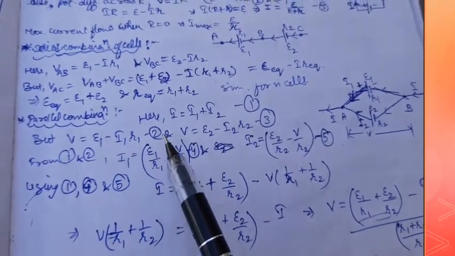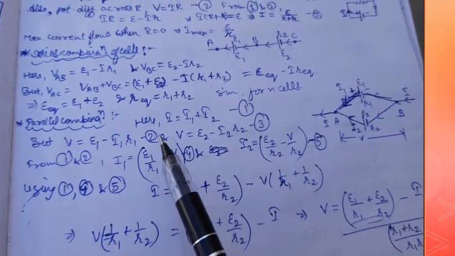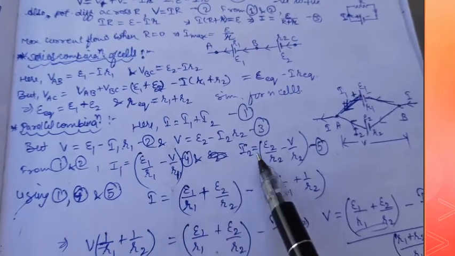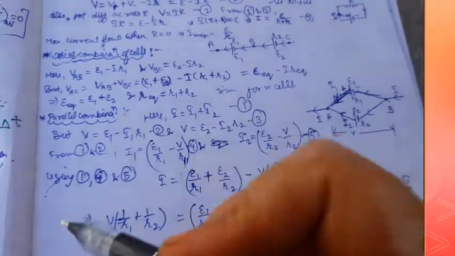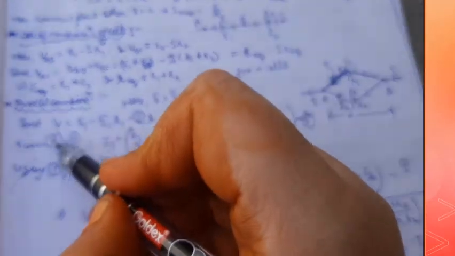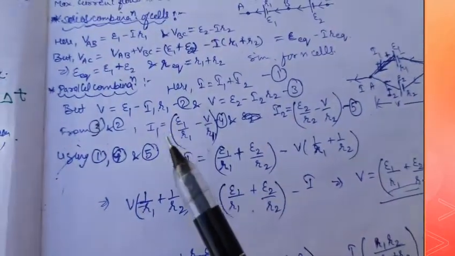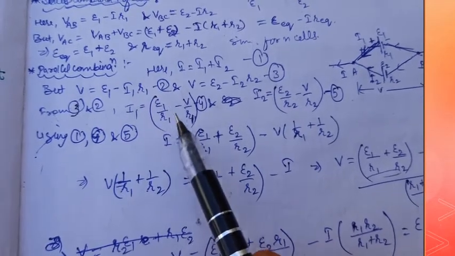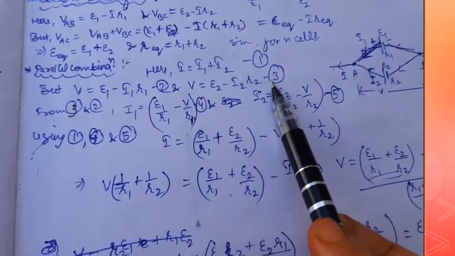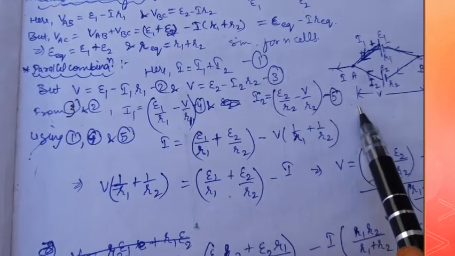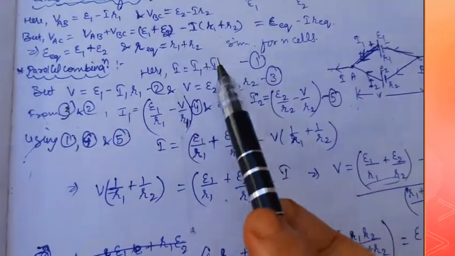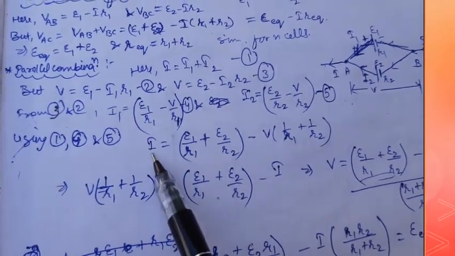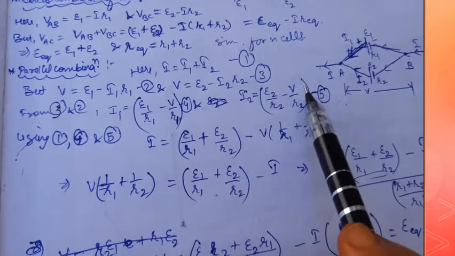Using equations 2 and 3, we can find the values of I1 and I2 both. On solving equation 2, we get the value of I1 in equation 4, and on solving 3 for I2, we get the value of I2 in equation 5. Now we use 4 and 5 in 1. Using 1, 4 and 5, the total current I is I1 plus I2.